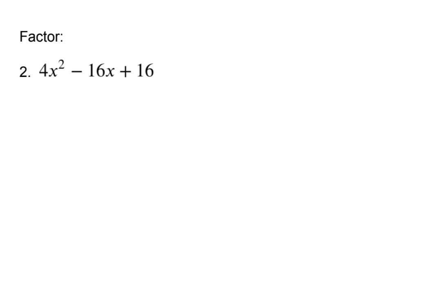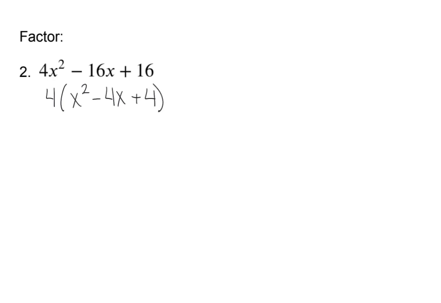Let's try another one. Again, first thing we're always looking for is GCF. And in this case, it looks like I have one here as well. I've got a 4. So I'm going to pull this 4 out because 4 goes into everything. That's going to leave me with x squared minus 4x plus 4.